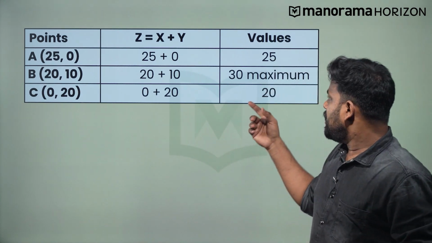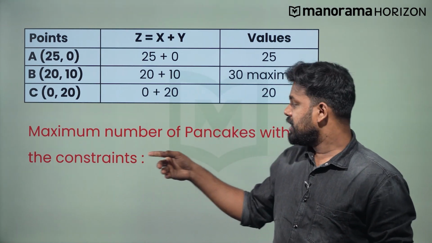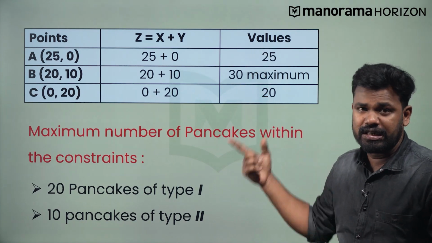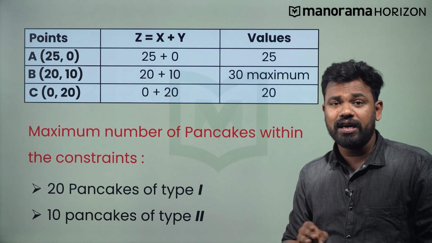You can see that the maximum value, or the maximum number of pancakes within the constraints, is given by the one over here, that is the maximum value is 30, and that is when x is equal to 20 and y is equal to 10.